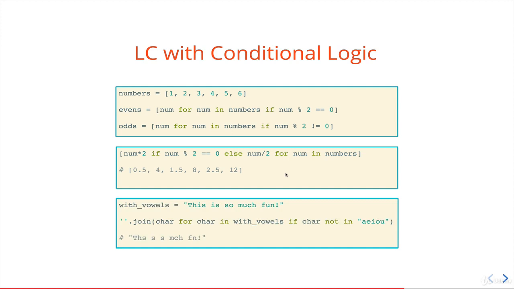And we can also combine this with the in keyword to check for certain conditions. So here we're taking a string and turning it into a list with no vowels and joining it back into a string if the character is not in the list of vowels. So here we have, this is so much fun, with vowels. That's the name of the variable. And then we're using join, which we saw earlier. We're doing char for char, so for each character in with vowels. If the character is not in A, E, I, O, or U, then we will join it together into the string. So it will take each item in this list. This is going to generate a list, and then it joins them together.